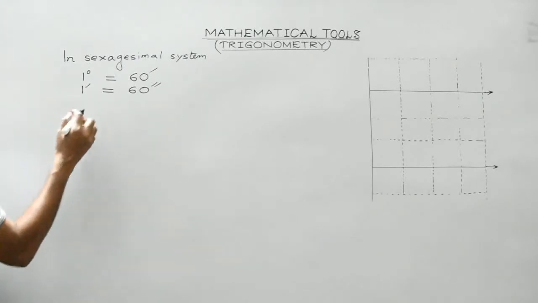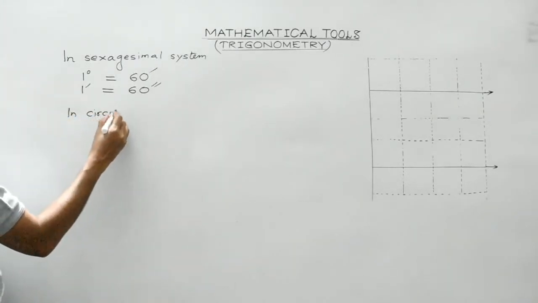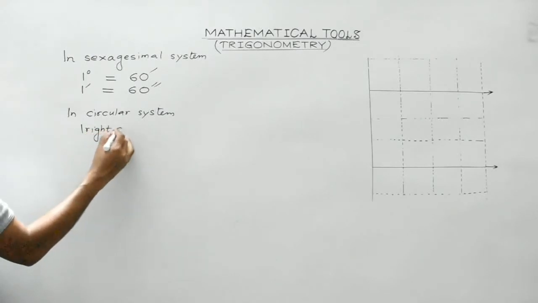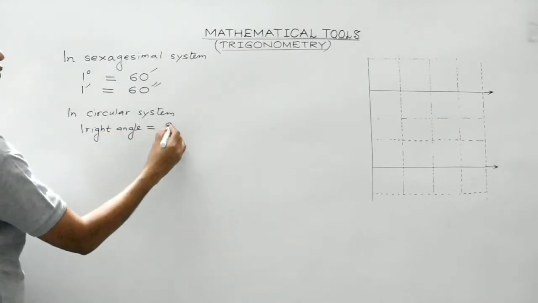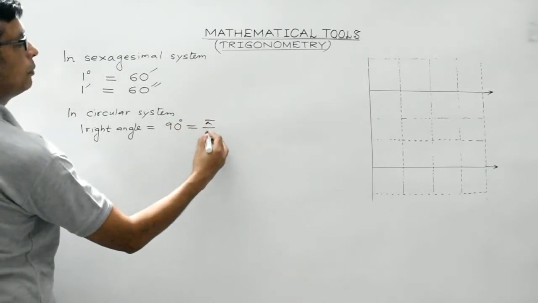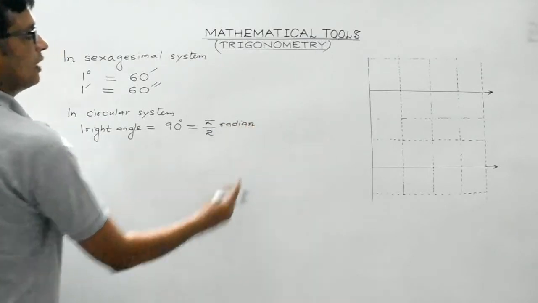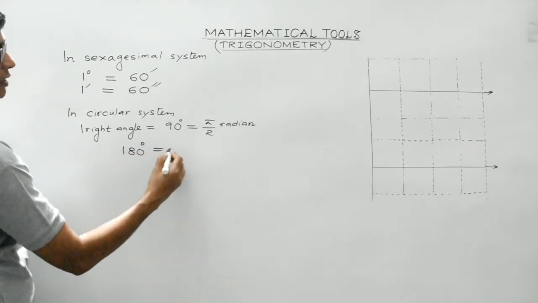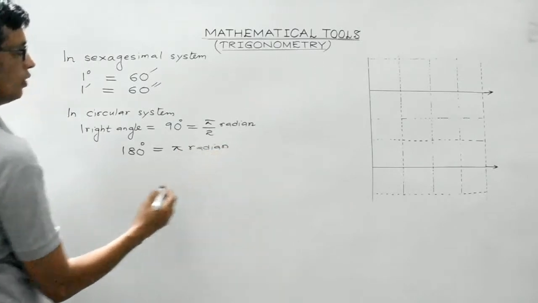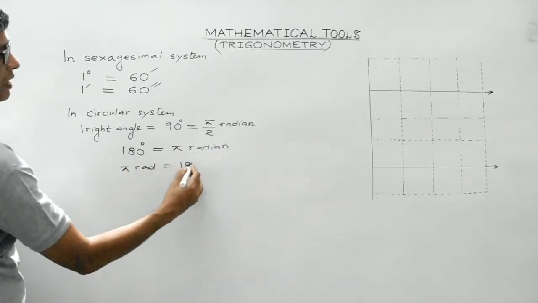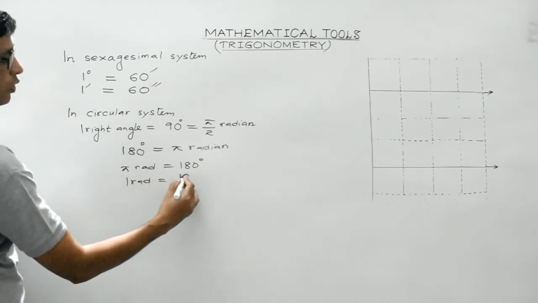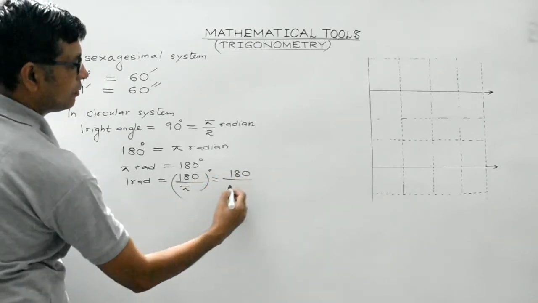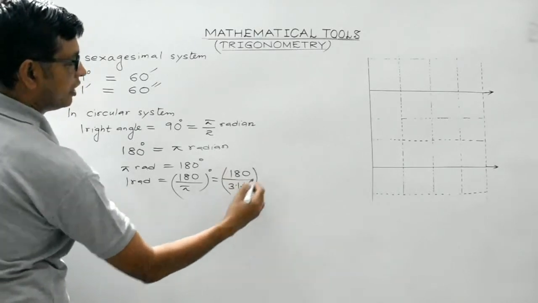And you're aware that in the circular system, we consider one right angle equal to 90 degrees, which is equal to pi by 2 radian. Radian is the SI unit of angle. So basically, 180 degrees is equal to pi radian, or pi radian is equal to 180 degrees, or 1 radian would be equal to 180 divided by pi degrees. So it is 180 divided by 3.14, in degrees.